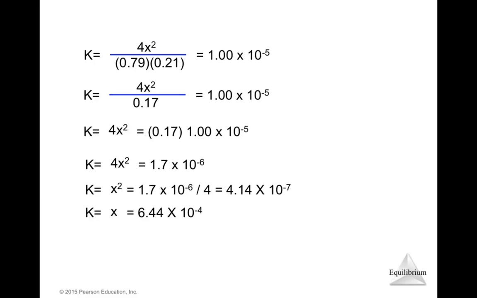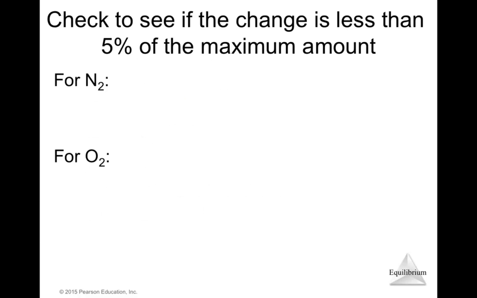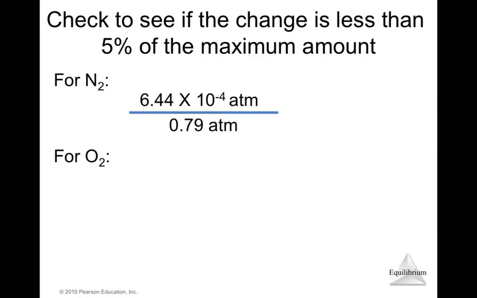Okay, so now we need to determine if that value of x is really small. How can we do that? We need to check if the change is less than 5% of the initial amount. So for N2, the change is 6.44 times 10 to the power of minus 4 divided by 0.79, which is the initial pressure that we have for nitrogen, multiplied by 100, and this will be equal to 0.08%. This is smaller than 5%.